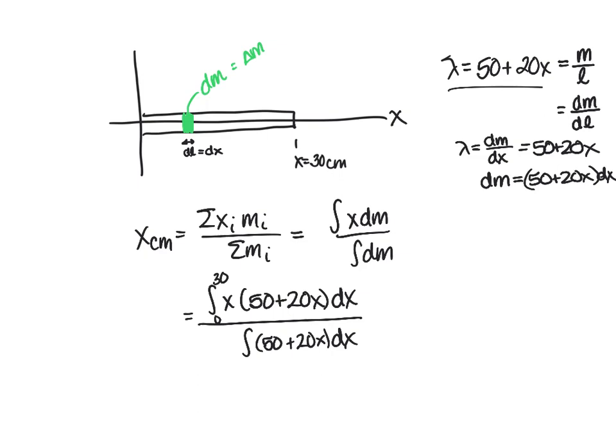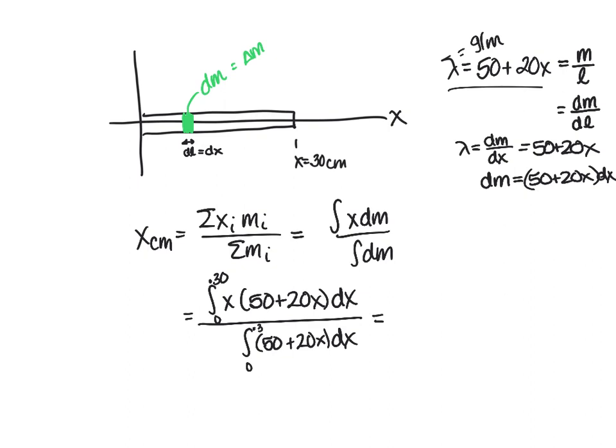I just want to look at your problem. It says mass per unit length. Oh, lambda is in grams per meter. That's important. This is in grams per meter. So my limits are going to change from 0 to 30, because it's 30 centimeters, it's 0.3 meters.